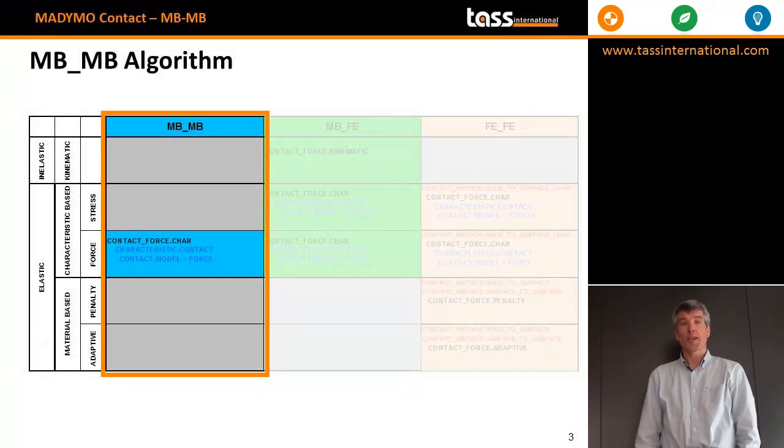Well, choosing an MBNB algorithm is pretty straightforward, as there is only one type of contact available. It's a force-based contact of the type characteristic. Force-based means force penetration, so independent of the area, the contact area.